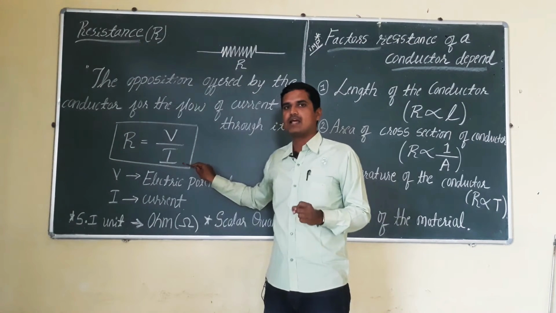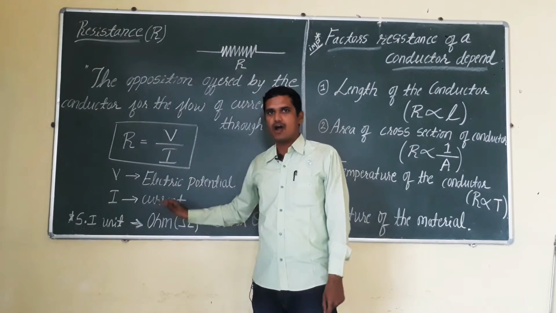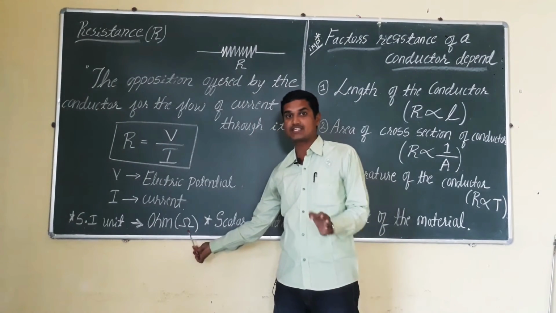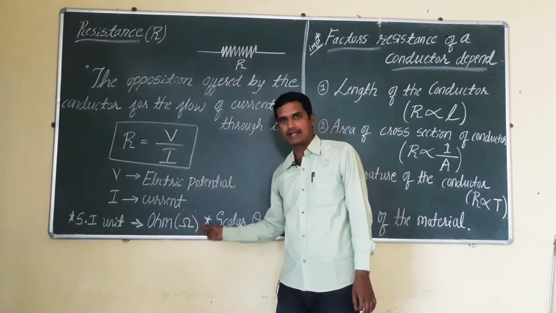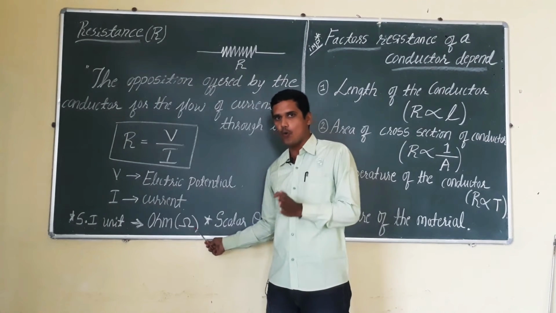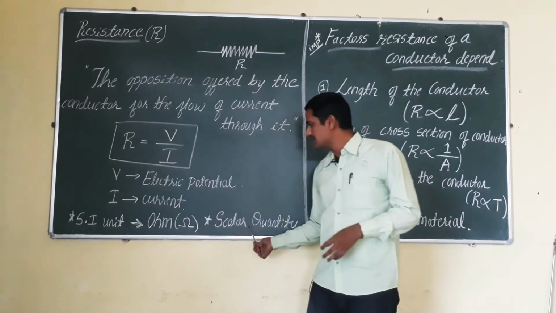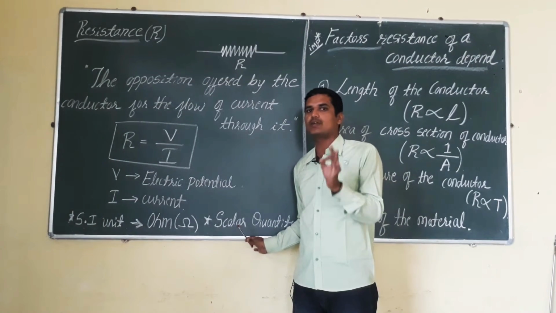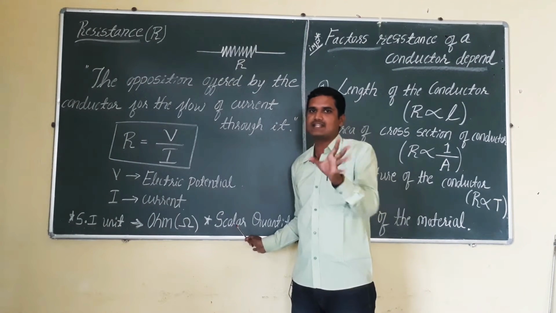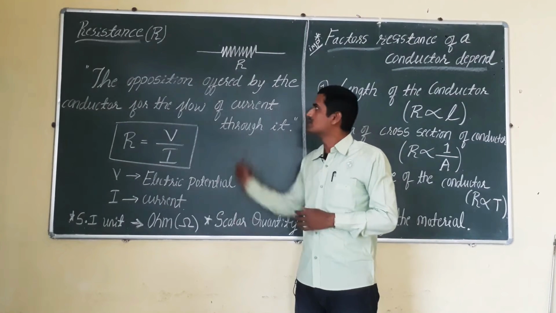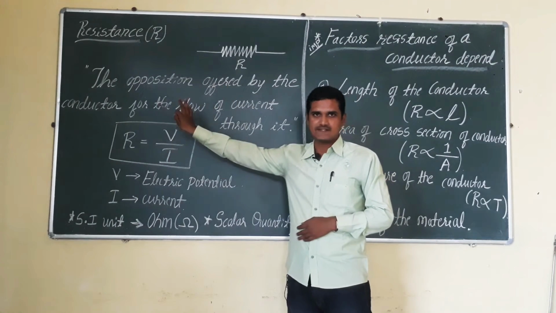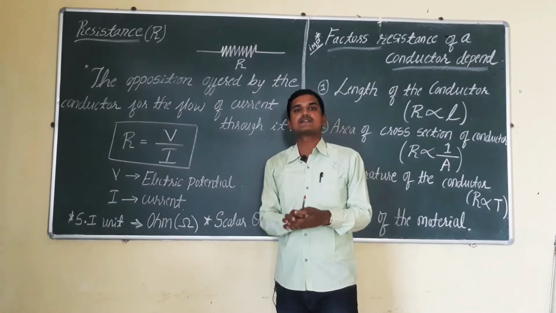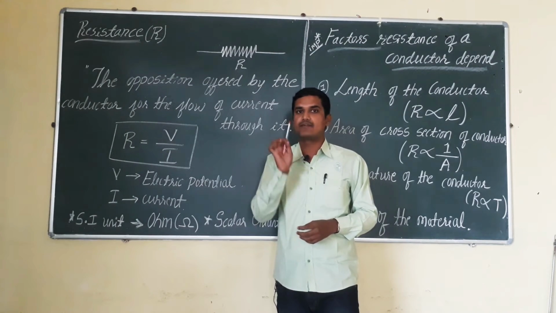Also remember, the SI unit used for resistance is the ohm, which is actually a Greek symbol, a Greek alphabet, read as ohm. Also remember that resistance is considered a scalar quantity. You already know the quantity which has only magnitude is called a scalar quantity. So this is the explanation about resistance. Generally in examinations they will ask you to define resistance and write the factors it depends on.